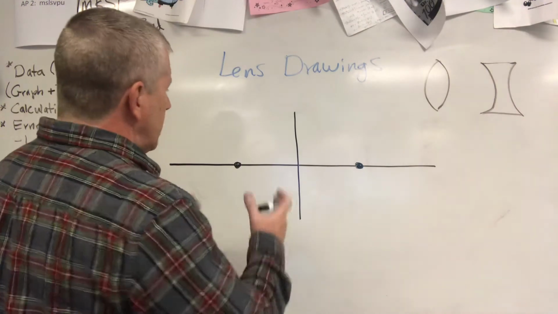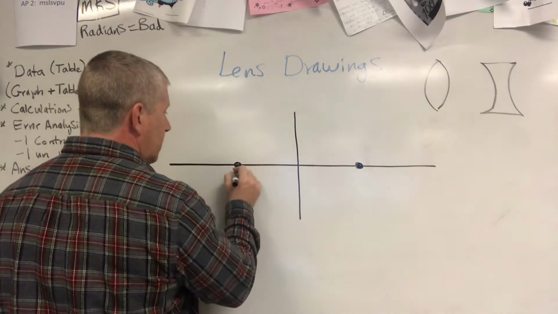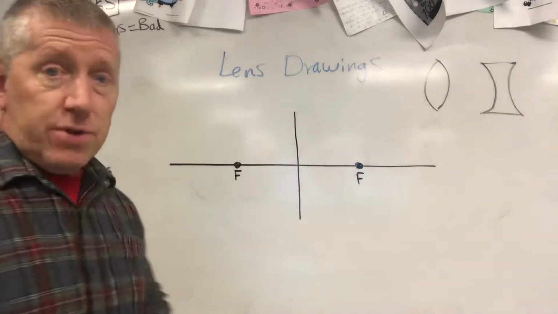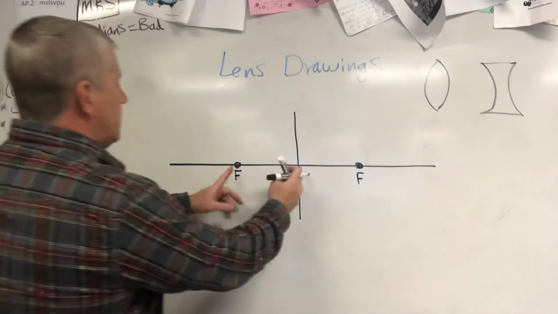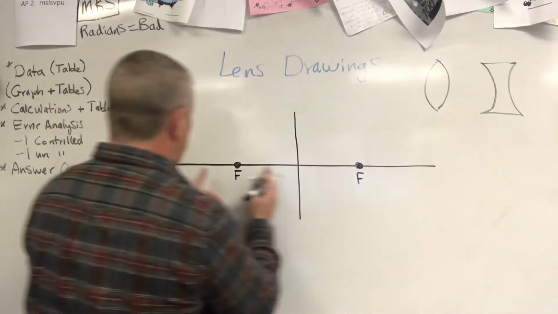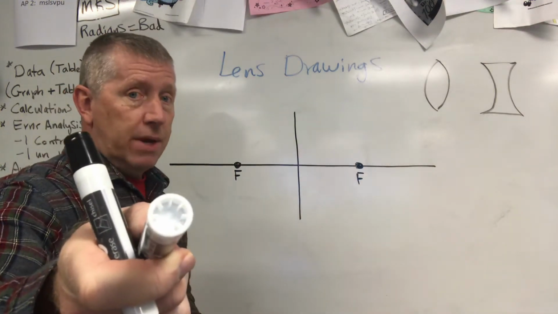Okay, so we put the focal points here, equal distance on either side. And what about the center of curvature? Is this twice as far away? Yes, it is. The center of curvature for your lens will be twice as far, but we're not going to put it in. Why not? We're not going to need it.